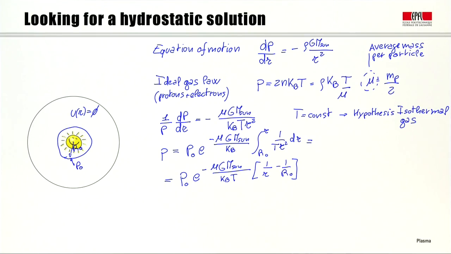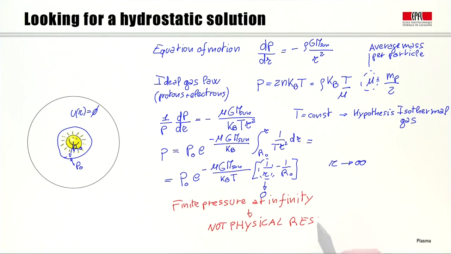Let's see what happens if we consider the pressure at infinity. This term will go to zero, resulting in a finite pressure at infinity, which is a non-physical result. We can therefore conclude that looking for a hydrostatic solution has led us to a non-physical result. Therefore, the hypothesis that the solar wind speed is equal to zero doesn't work.